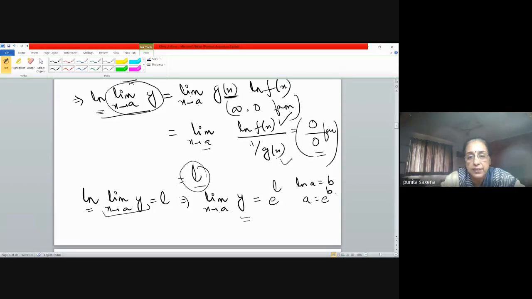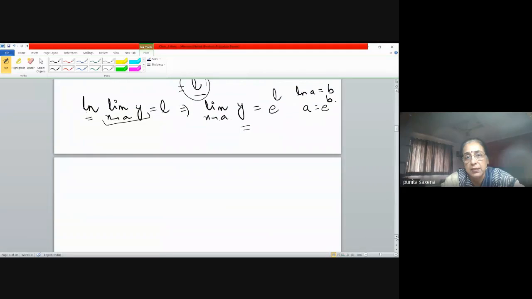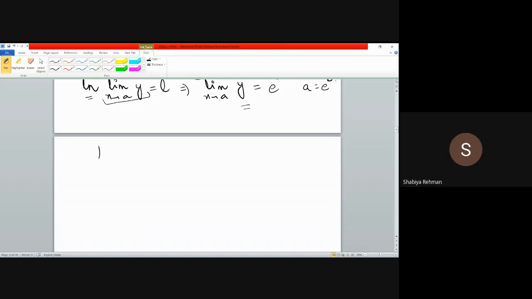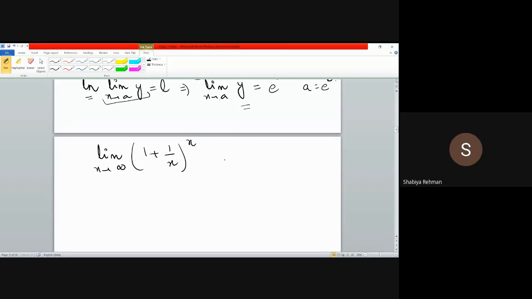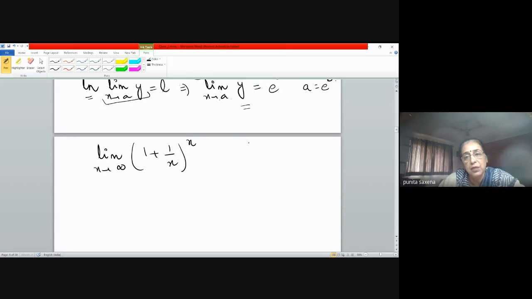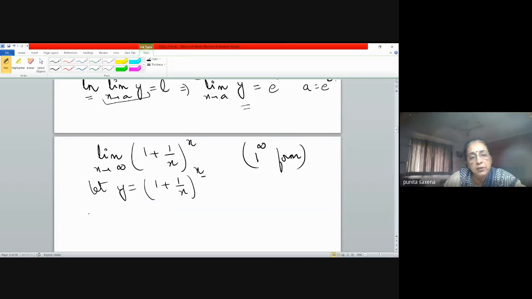Okay, so for example, take the example we were doing just now, which I had started: limit x tending to infinity, 1 plus 1 by x to the power x. Supposing we have to evaluate this. This is a 1 to the power infinity form. So I say that y is equal to 1 plus 1 by x to the power x. Now I have to remove this x from the power, so I'll take log on both the sides.